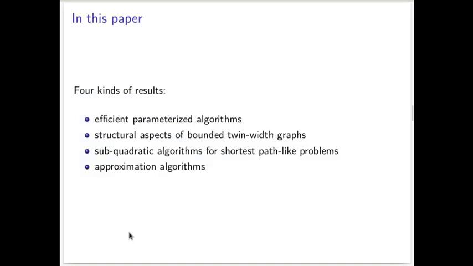So in this new paper, we have 4 different kinds of results, all using this contraction sequence that I presented. Efficient parameterized algorithms, approximation algorithms, polynomial algorithms, and some will have consequences on structural aspects on bounded twin width graphs. So let's start with some parameterized algorithms.